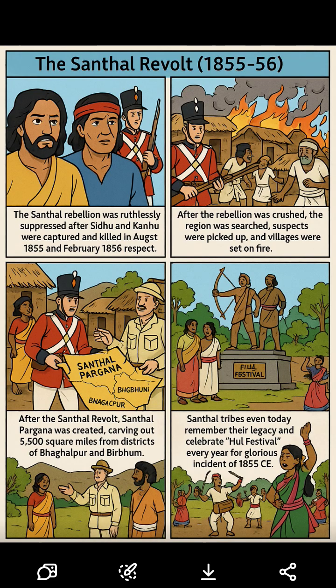Why this revolt matters. It was not just a fight. It was a cry for dignity, land, and freedom. It came before 1857, the first war of independence. It's a symbol of tribal courage and resistance to injustice.